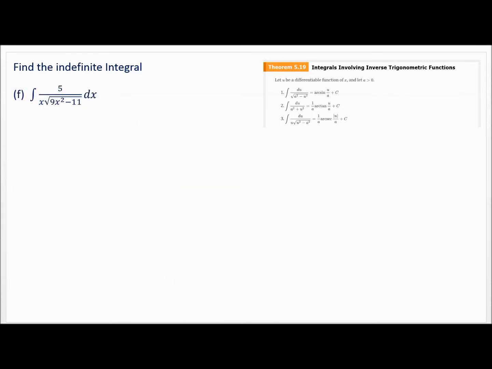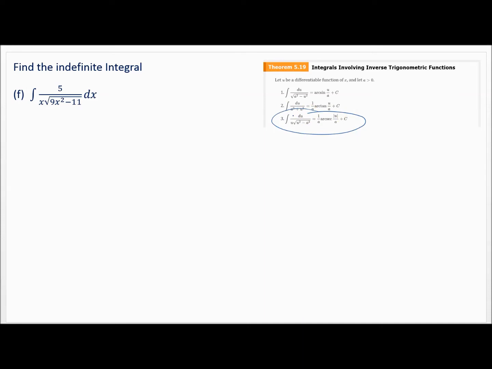Alright, so for example F, we've got the integral of 5 divided by x square root of 9x squared minus 11. Now once again, notice the square root in the denominator. So that's saying that maybe we need 1 or 3. Is this an arc sine? Is this an arc secant? Or is this some kind of tricky arc tangent and we don't understand what's up with the square root? Well, once again, notice that the variable part is first minus the constant part second. So that's saying maybe this is an arc secant problem, right?